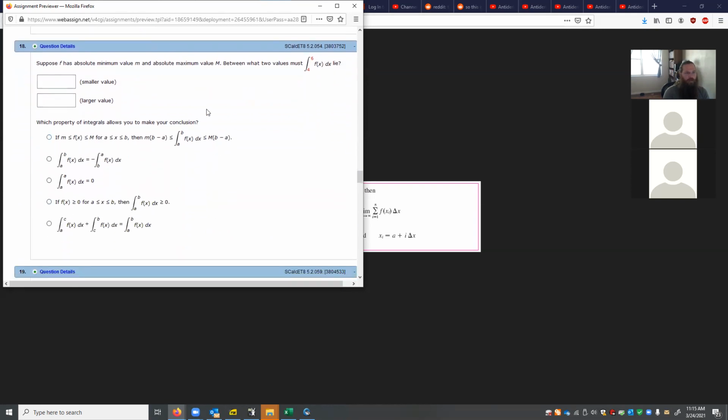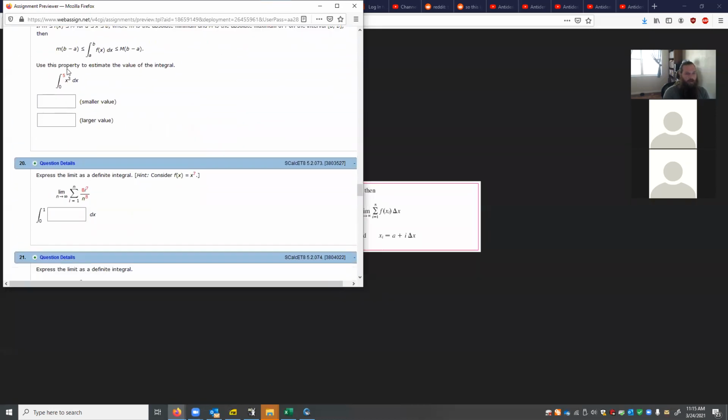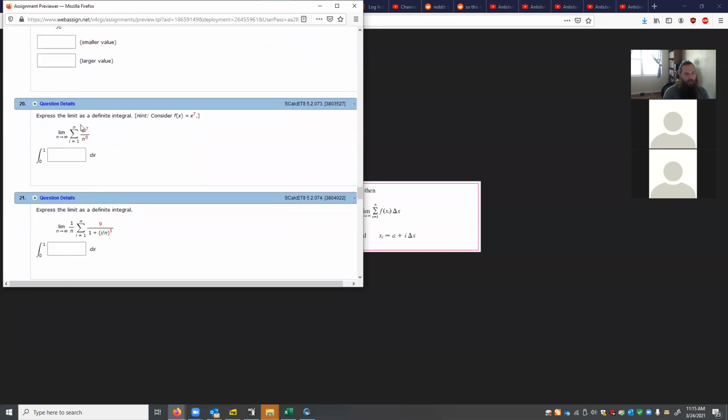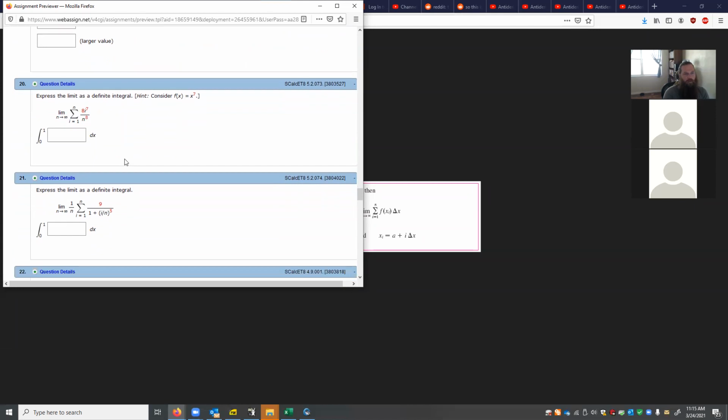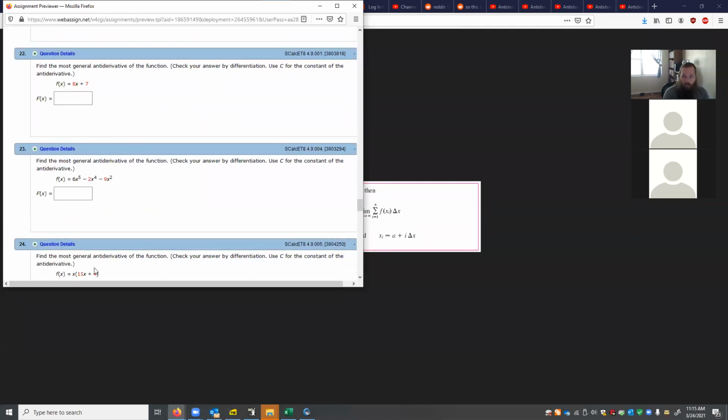The theorem that we just discussed is the theorem that is necessary to answer question 18, 19, and then these are back to more Riemann sum practice. Here, they're going to give you the sum and ask you to write it as an integral instead of going the other way. The remainder of the problems all have to do with antiderivatives, which is what Katie's lecture is on today. So I'm going to go ahead and hand it over to Katie.